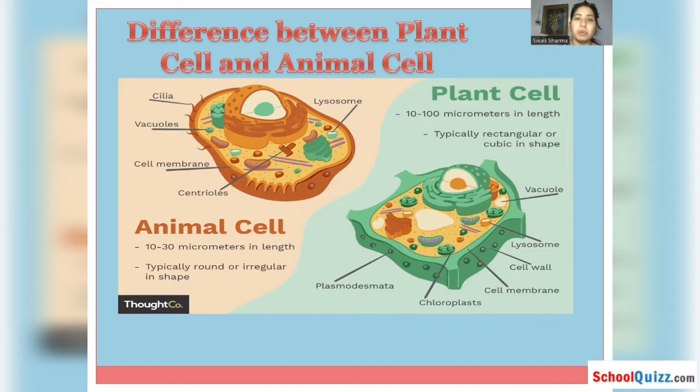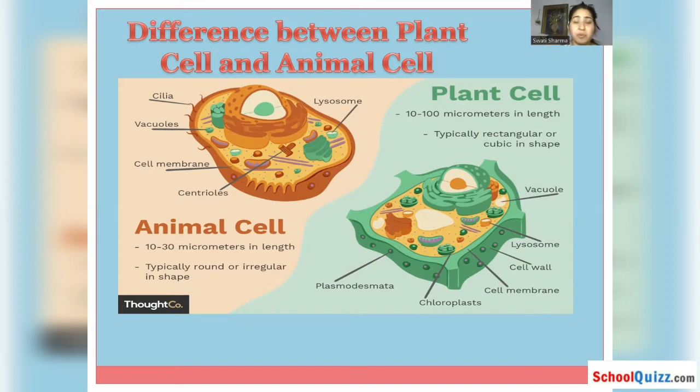Now the question arises, what actually is the component which plays the role in maintaining this structure and shape of the plant cell? So here comes the role of the cell wall, which provides structure and strength to the plant cell, and which is basically absent in animal cells.